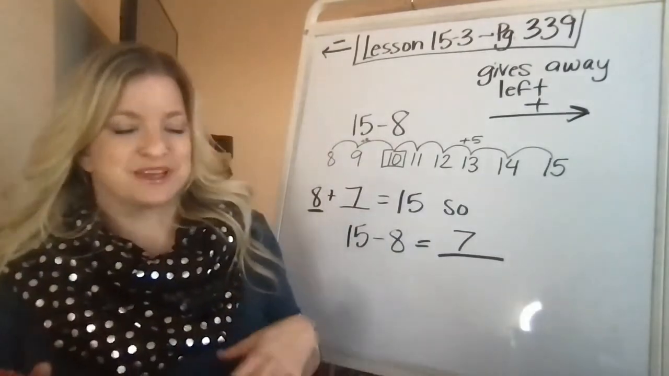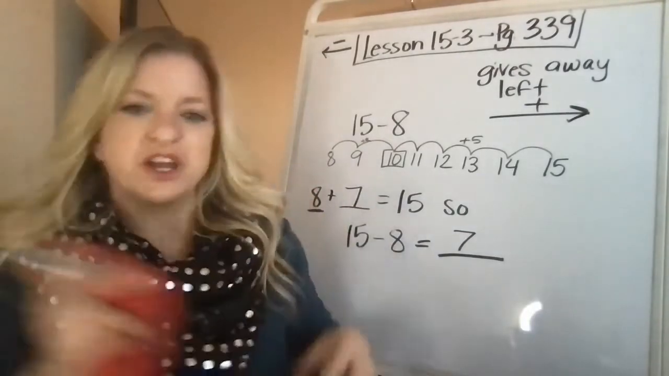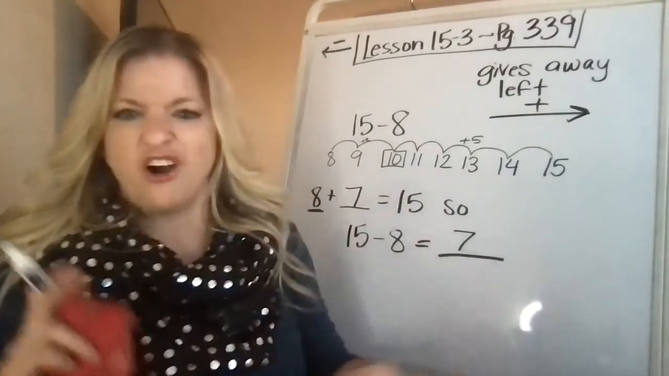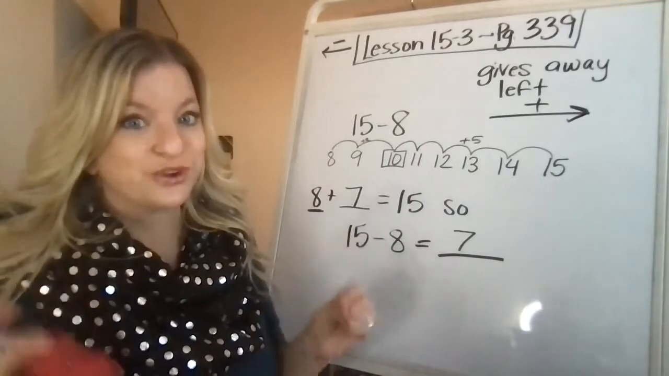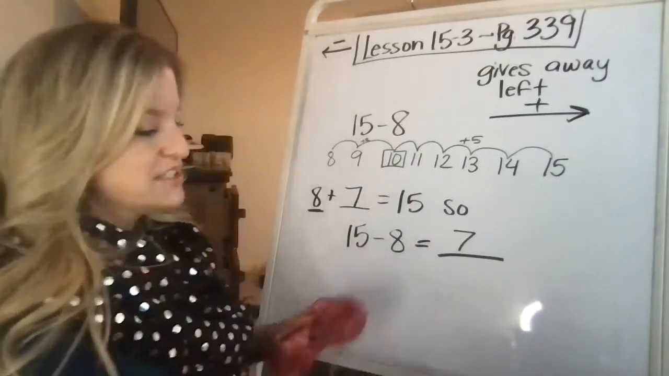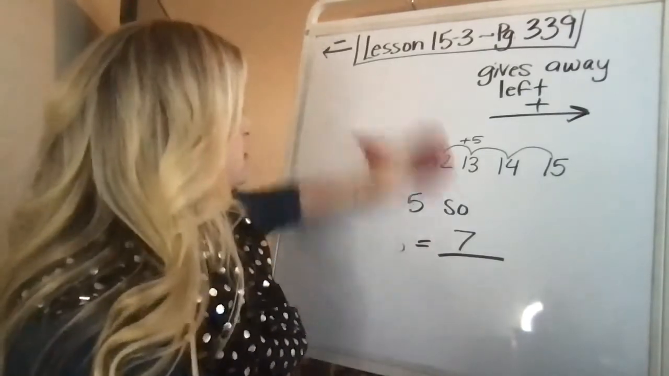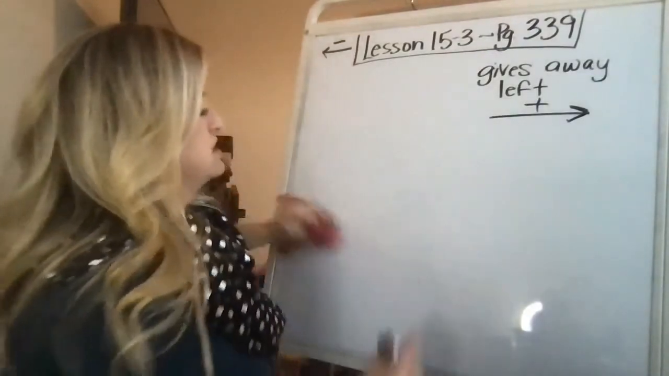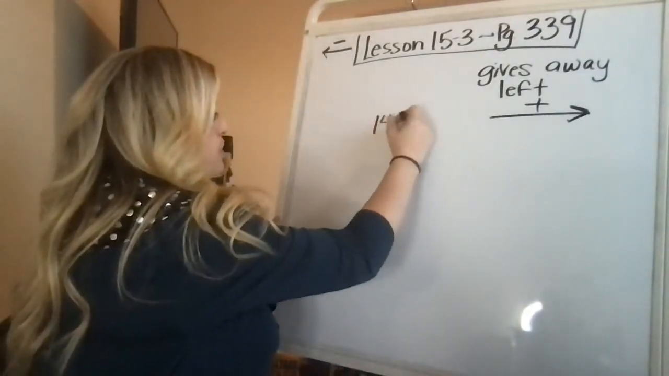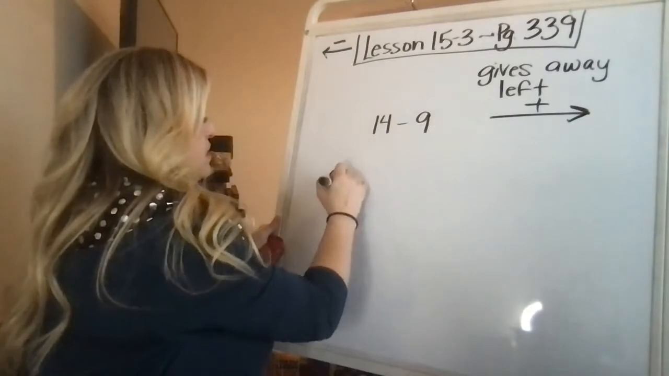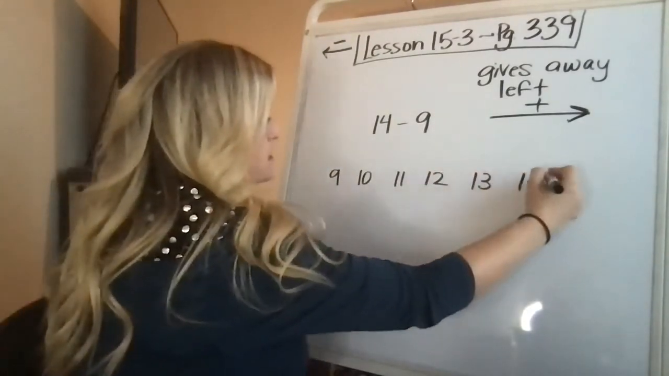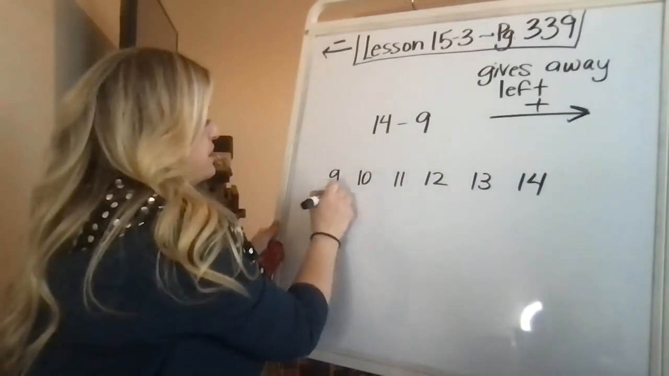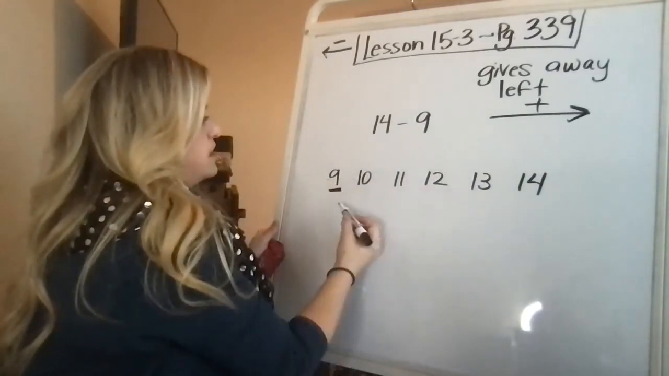I love math because you get to play with all these numbers and break them apart and jump and add, and all these different ways of finding the same answer, which I think is really cool. All right, number 6, 14 minus 9. 9, 10, 11, 12, 13, 14. So this time I'm going to start out at 9. I'm going to stop at 14.